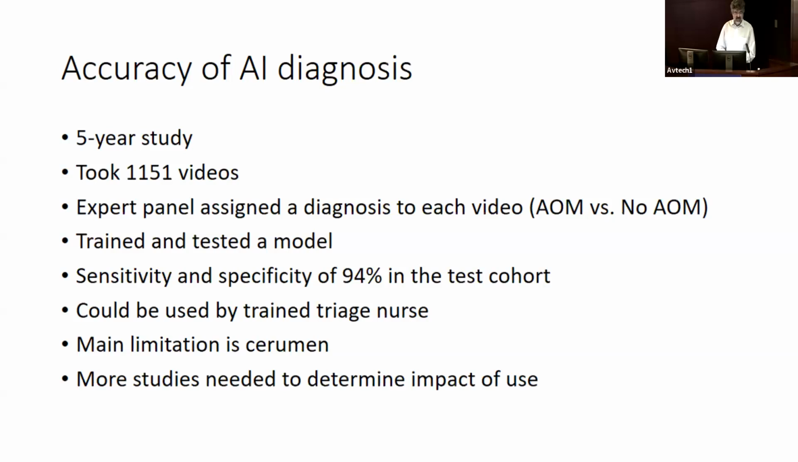The main limitation is cerumen, which is always a headache, especially in little children. So we need more studies to understand how to use this in the clinic and what the implications are. How often is cerumen a problem? What does it do to antibiotic use? Does it make it go down or up, or increase more appropriate antibiotic use? So those have to be studied. But the accuracy of the tool has been established, and it can be used.